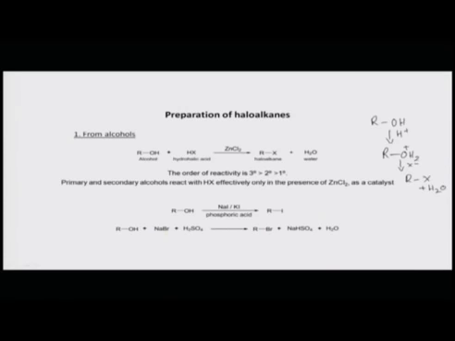A preparation of alkyl bromides is given here. You take alcohol, treat it with sodium bromide and H2SO4, then we will get the alkyl bromide and a sodium salt of it plus water. So this is a very simple way of making this molecule.